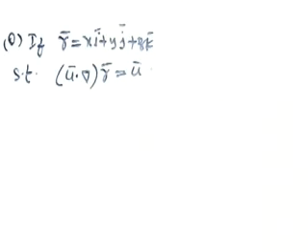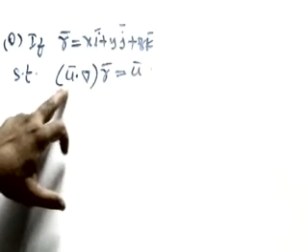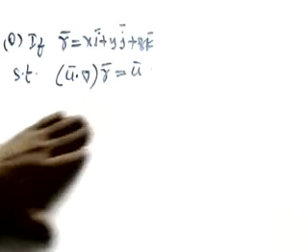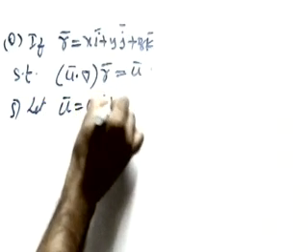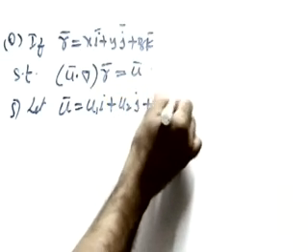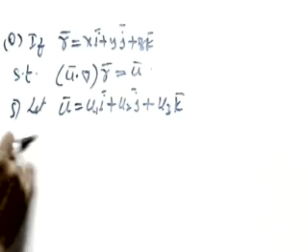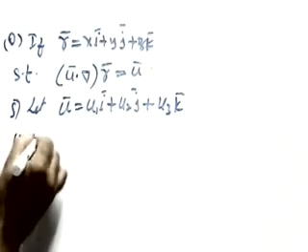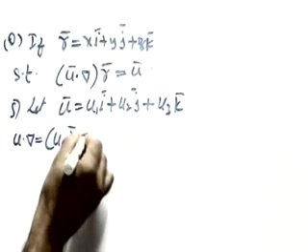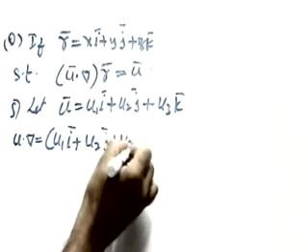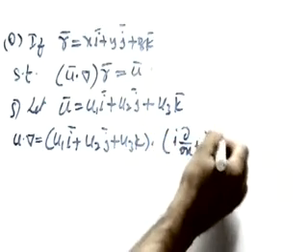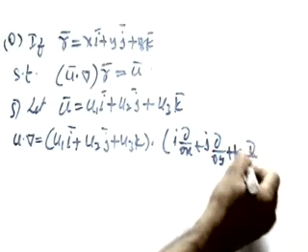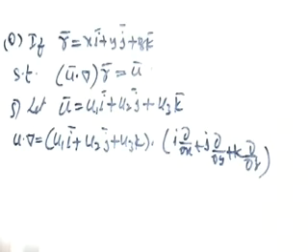Now next question: if vector r equals xi plus yj plus zk, then show that u dot del into vector r equals u. How to start? See, let me take the u vector as u1 i plus u2 j plus u3 k. So let this be the u vector. Now what does it mean? u dot del means u1 i plus u2 j plus u3 k dot, what is del? i dou by dou x plus j dou by dou y plus k dou by dou z.